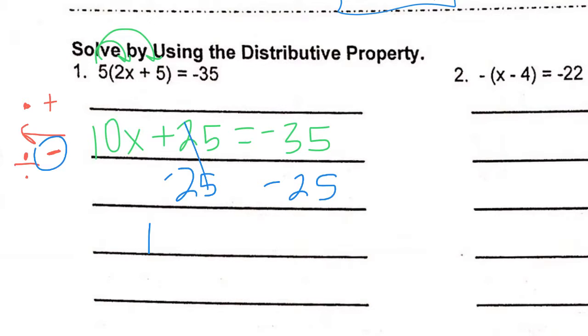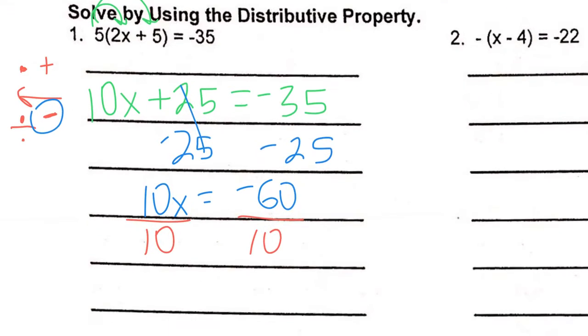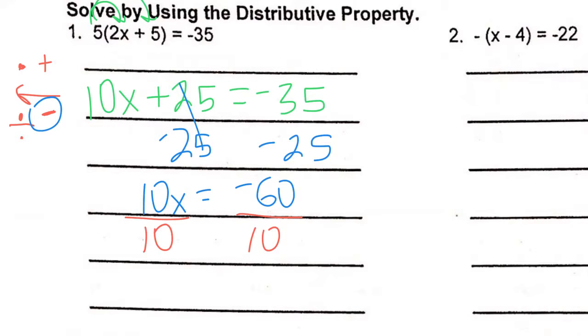That cancels out, and I get 10x is equal to negative 60. And then I need to divide. I'm going to divide both sides by what is being multiplied by that x. So since 10x is 10 times x, once I divide both sides by 10, the 10's cancel out, and I have x is equal to negative 6.